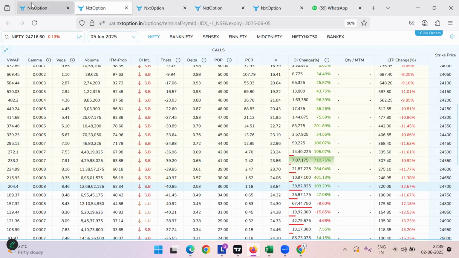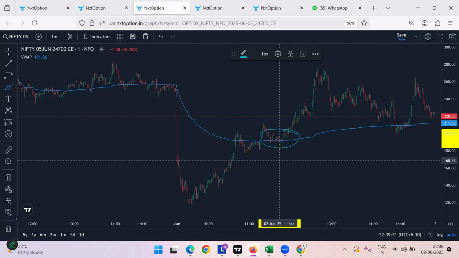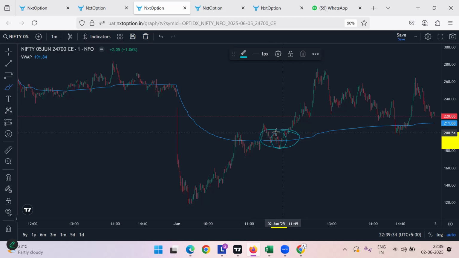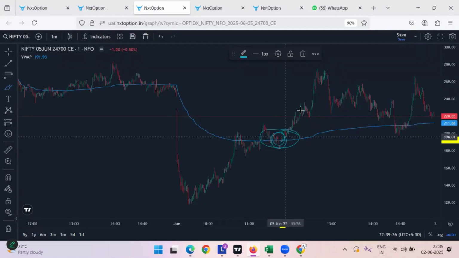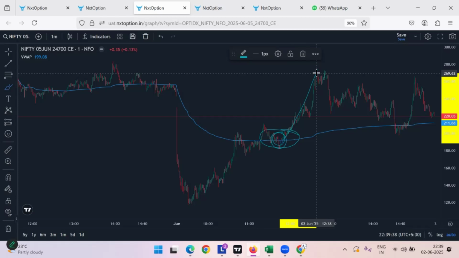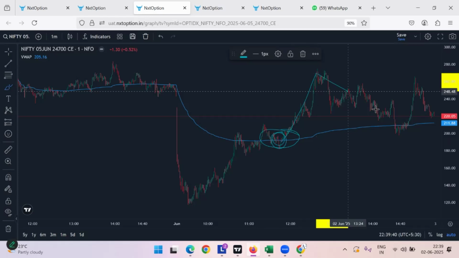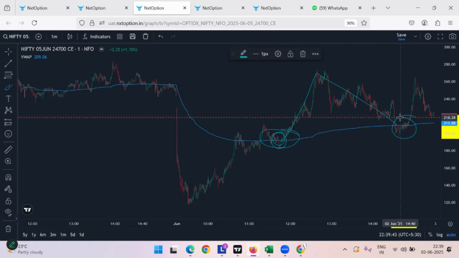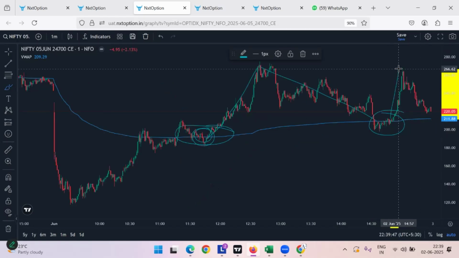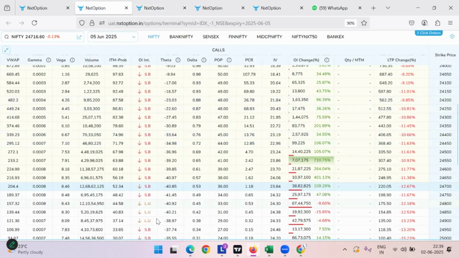Using that as one of the parameters to buy, if you had taken a long position here, the price went up to 280. Then again at the same VWAP level around 211, the market took support and then went up and closed close to the VWAP level. So watching the VWAP as an option trader can give you an edge. So do practice that.